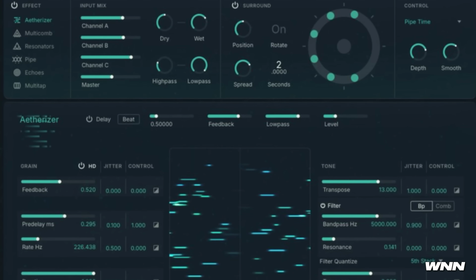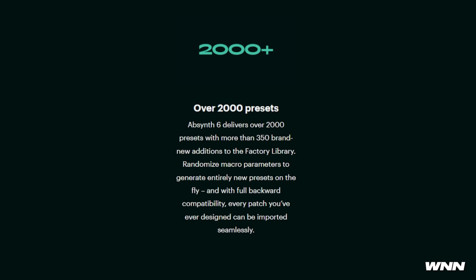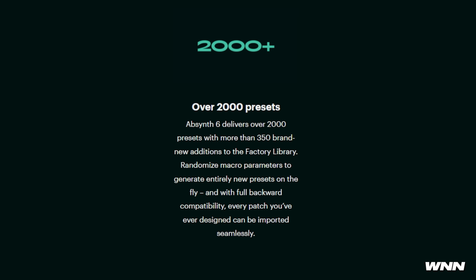A few more interesting points within ABSYNTH are the effects. Granted, it's looking pretty granular. Personally, not my favorite. I don't know about you guys. Just reverb and grains. That's the only thing we ever hear about. Reverb, grains. And it comes with 2,000 presets, 350 of those being new.